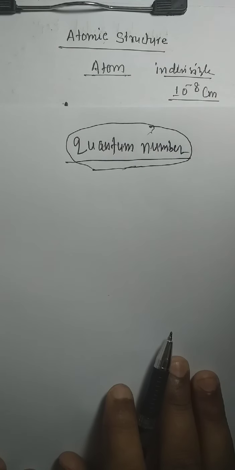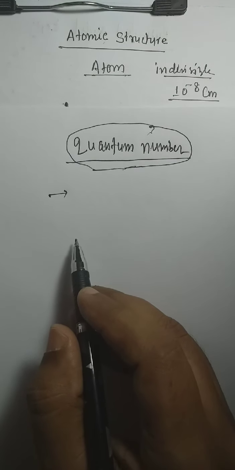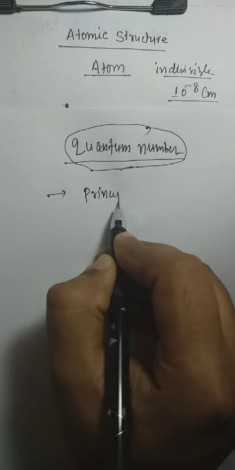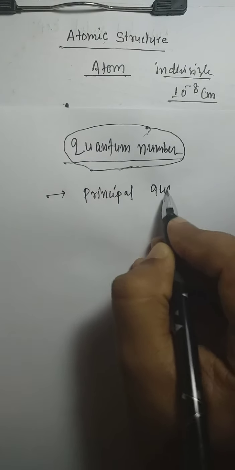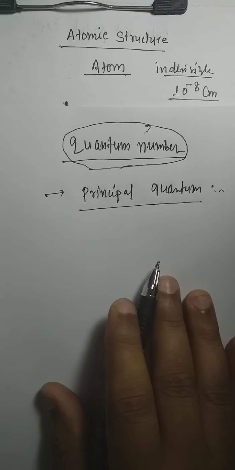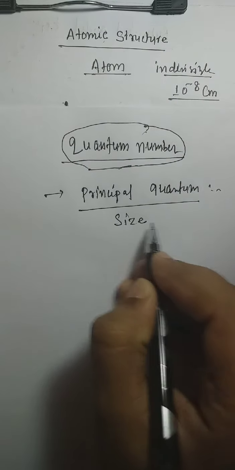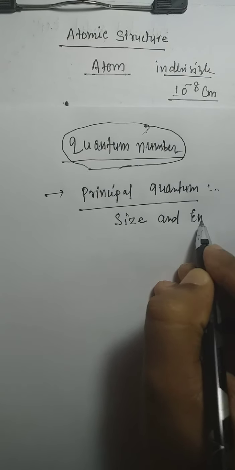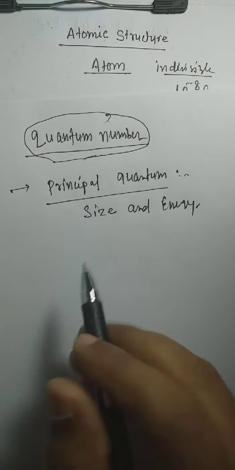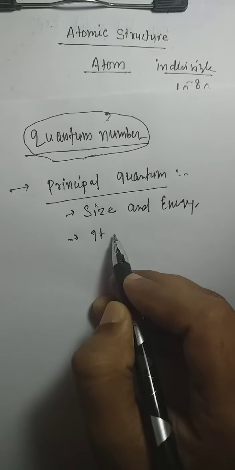Quantum numbers are divided into four types. One is known as the principal quantum number. The principal quantum number gives an idea about the size and energy of an orbital. Memorize this: size and energy are given by the principal quantum number. These are the key factors.